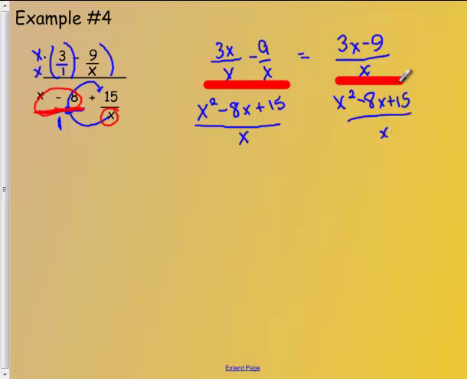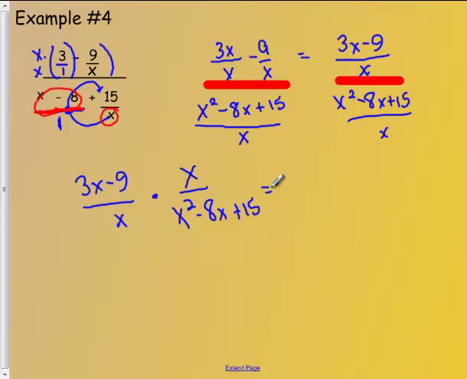All right, so it's division. So I'm going to take this and write 3x minus 9 over x times, flip this, x over x squared minus 8x plus 15.